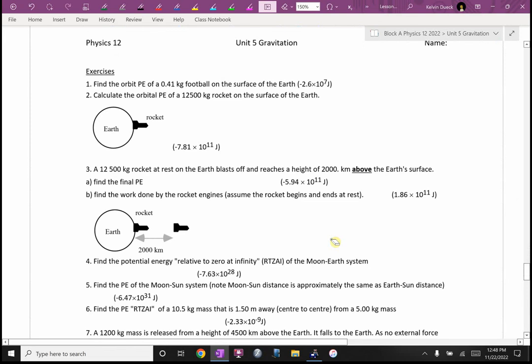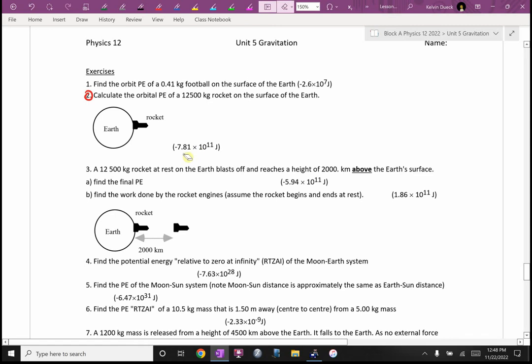What's your homework? Number two is just asking, can you calculate PE with the new equation? Please notice it's on the surface of the Earth, so you can use our Earth. It's not a change in. It's just asking you to find the energy at that location.